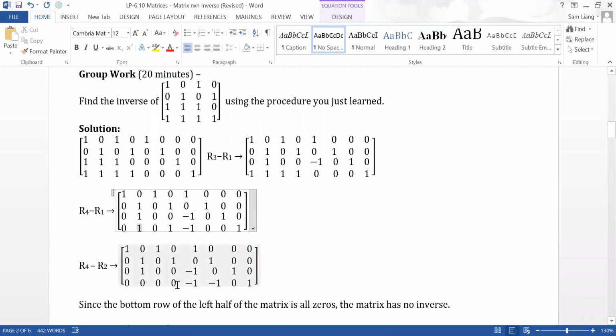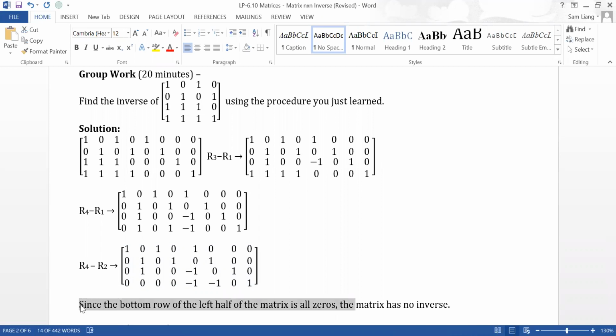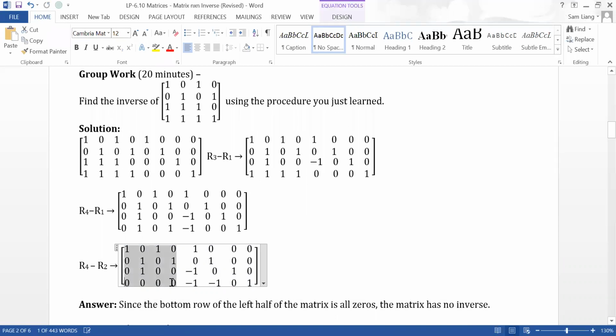Okay, and as we can see here, the bottom row of the left half of the matrix is, well actually let me call on Syed for this. Syed, can you read this answer for us, please? Since the bottom row of the left half of the matrix is all zeros, the matrix has no inverse. All right, thank you for that. So as we can see here, the bottom row of the left half, that's this right here, 0, 0, 0, 0. The left half is a 4x4 augmented with a 4x4. This will have no inverse.